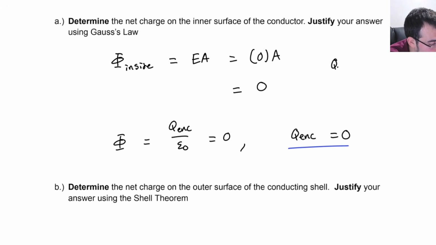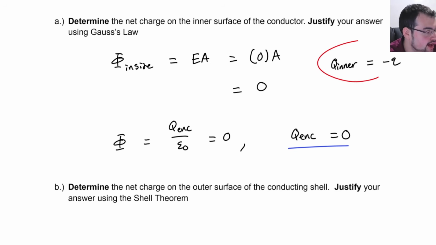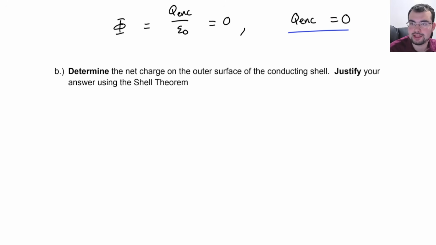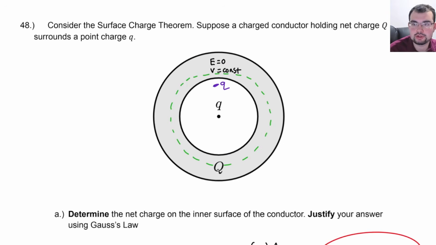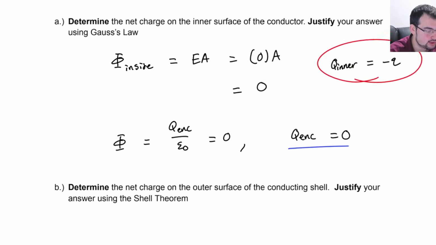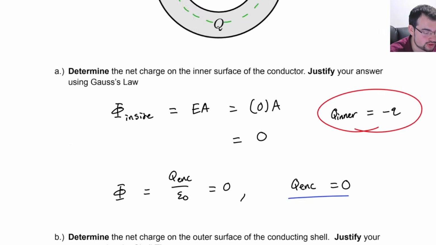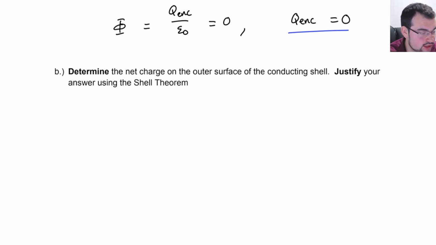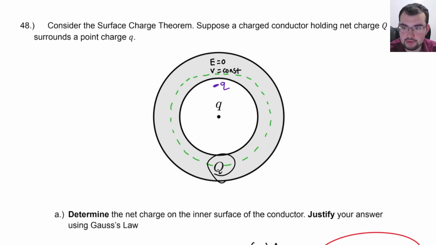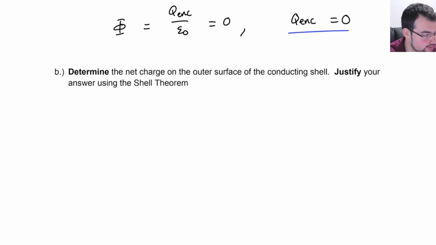So Q inner equals negative Q. The inner cavity always cancels. Then, what about the outer surface charge? Well, here's where you use conservation of charge, the shell theorem. So we said this entire system has Q and lowercase q. So if I go far, far, far away, or just anywhere outside really, it should look like a system that I shrink down to Q and little q.